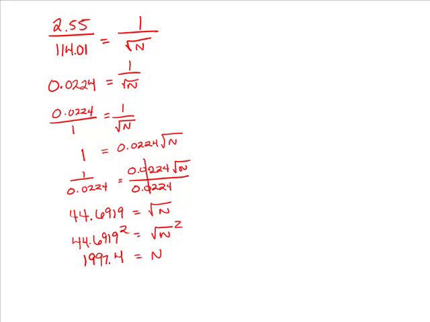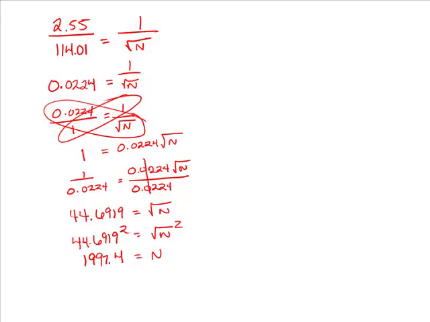So I did that cross multiplication. It gives you 1 equals 0.0224 times the square root of n. Again, turn it back into a fraction and divide by the thing that we're multiplying the square root of n by, and you get 44.6919 equals the square root of n. How the hell do you get rid of a square root? You don't do an inverse. I don't know why in my head I had inverse, so I'm Googling inversing square roots, and no, you just square the damn thing.